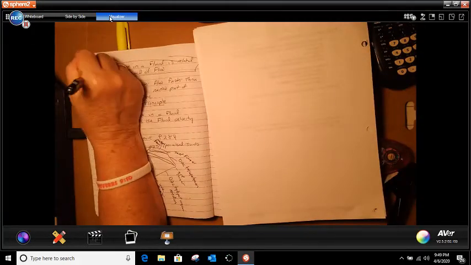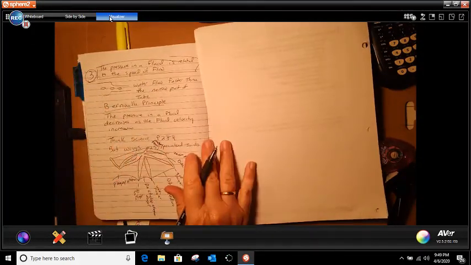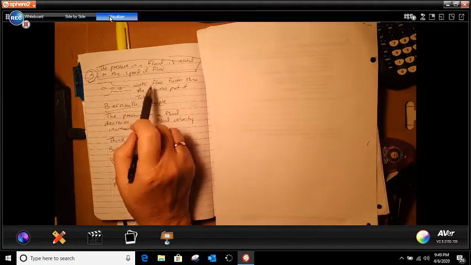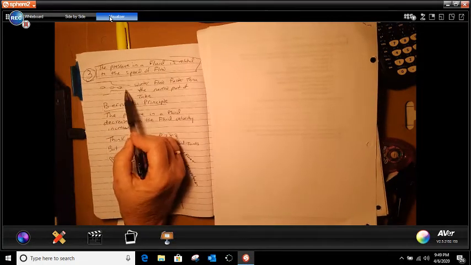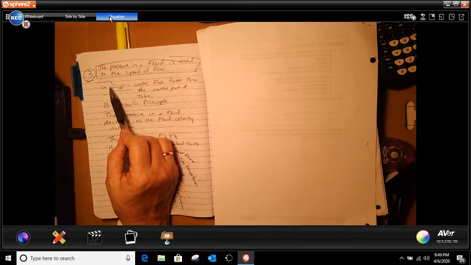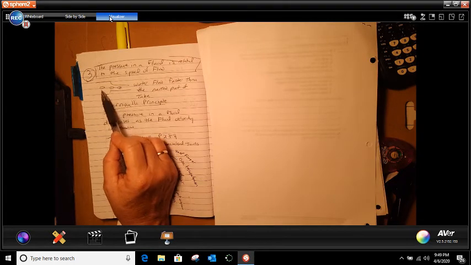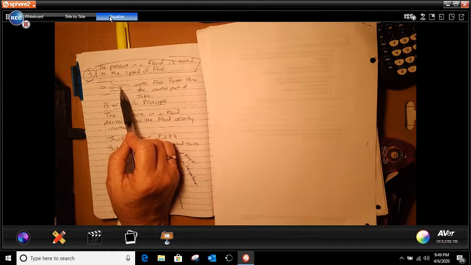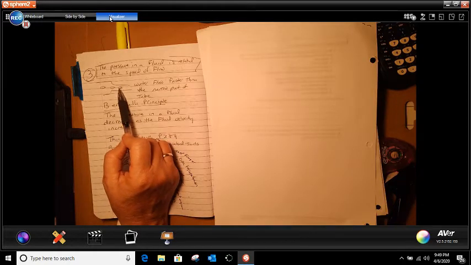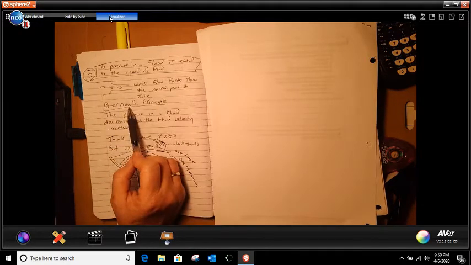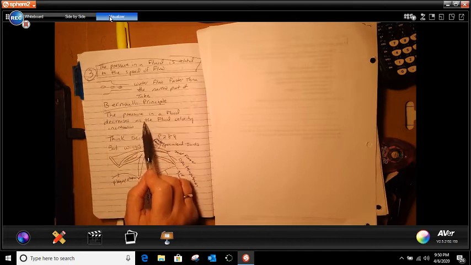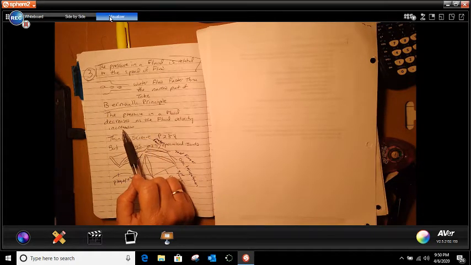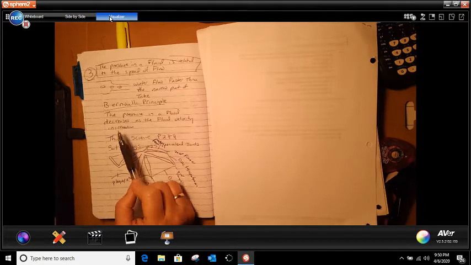Number 3 has to do with the pressure of fluid that is related to the speed of the flow. I was talking about a leaf going in a pipe, and it would flow faster in the smaller or narrow portion of the pipe. That's known as Bernoulli's principle. That is, the pressure of the fluid decreases if the fluid velocity increases.